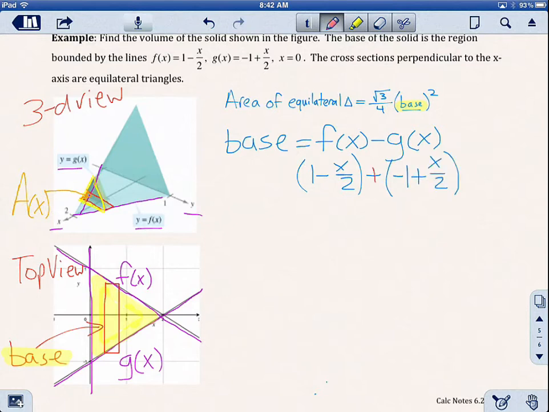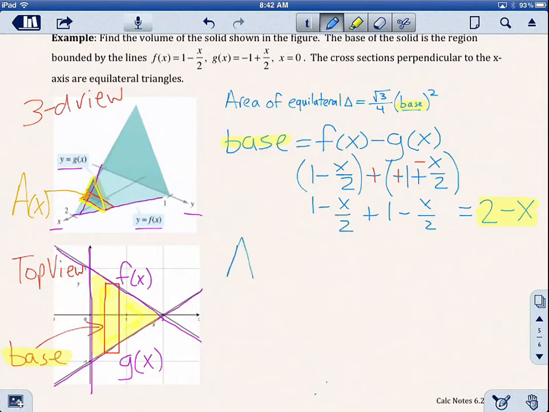And then g of x was negative 1 plus x over 2. And we're going to add the opposite here. So we get 1 minus x over 2 plus 1 minus x over 2. And this is going to equal 2 minus x. Okay, so there is the formula for our base.